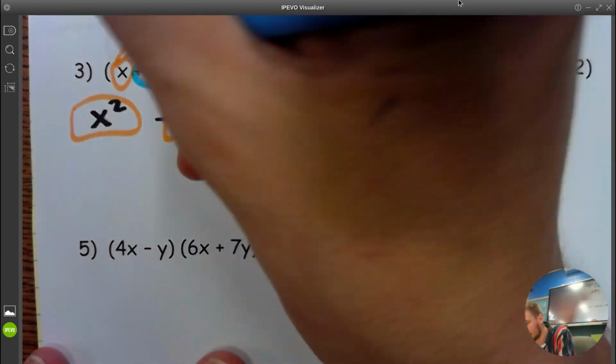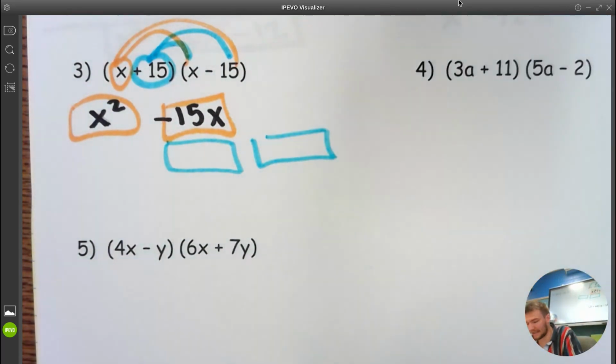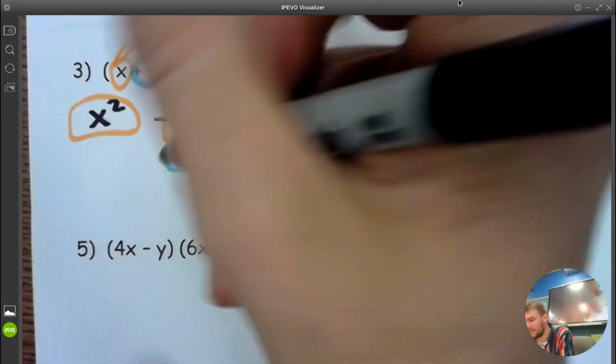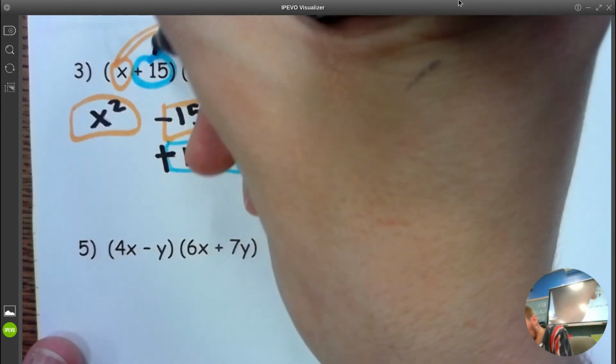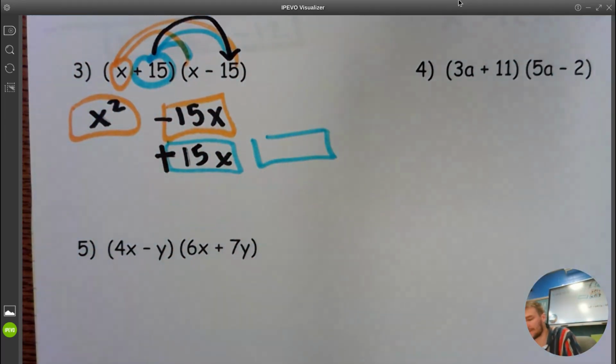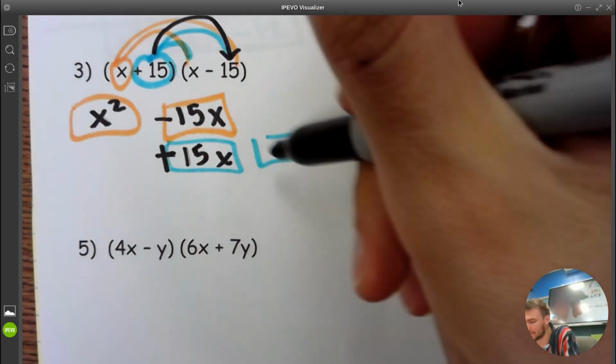15 times x? 15x. You literally just say the x second after the number, and then you're good. We've got 15x. And this last one is the one that you might need a calculator for. You know what? I think we should use a calculator. What's 15 times negative 15?